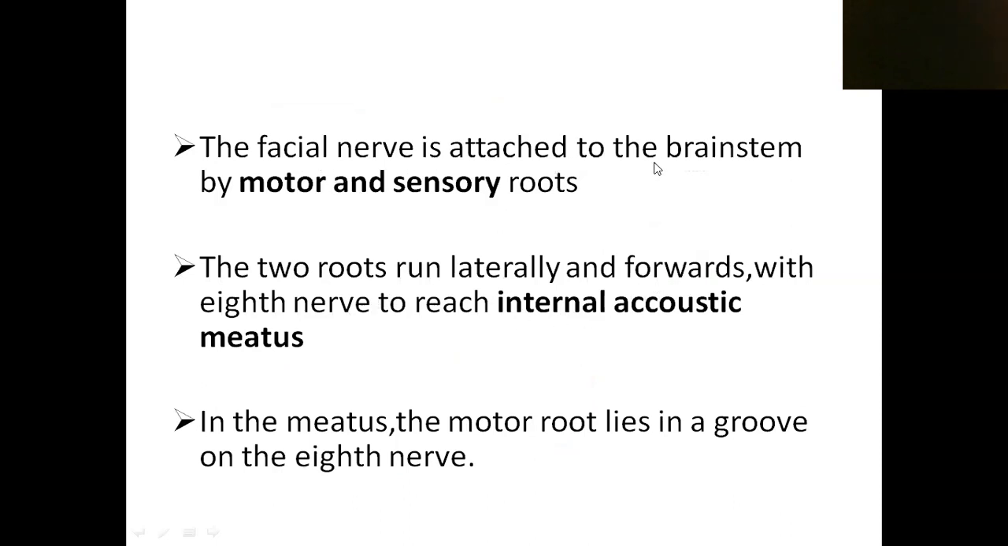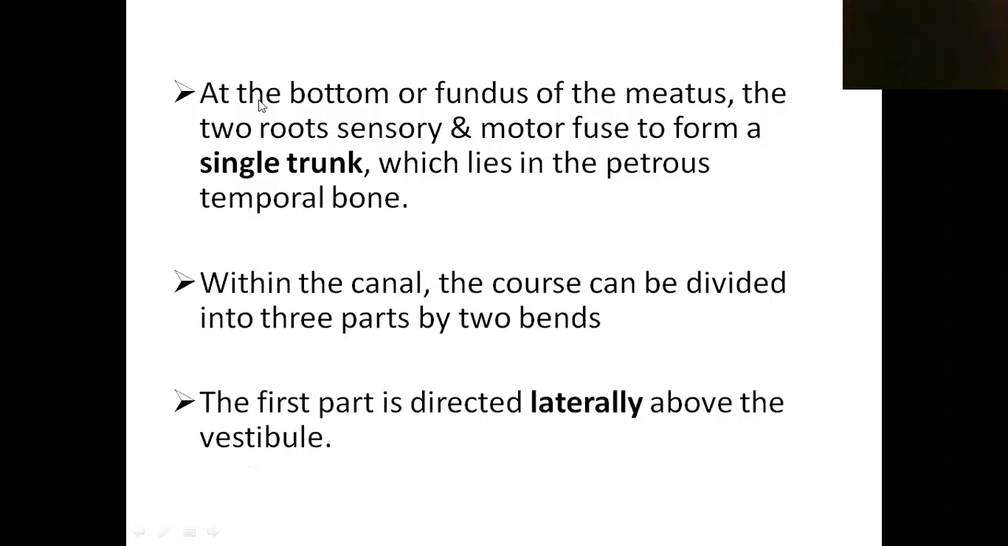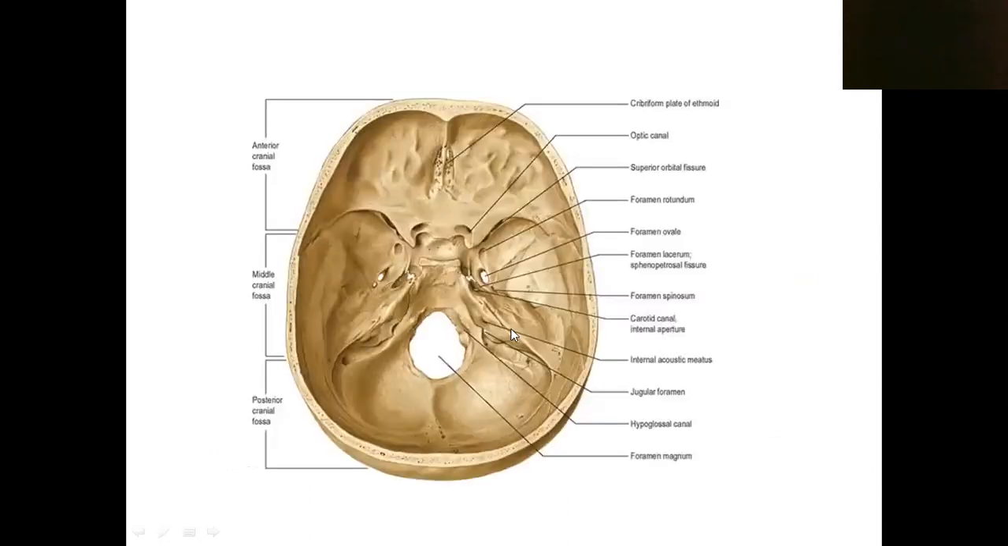See, the facial nerve arises from the brainstem as two routes, a motor route and a sensory route. The two routes run anterolaterally to reach the internal acoustic meatus. Inside the meatus, these two routes join together to form the single trunk. Clear now? In this diagram, the motor and sensory routes run anterolaterally and reach the internal acoustic meatus, and inside it both routes join together to form the trunk.